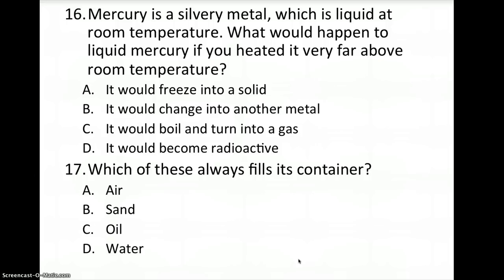Mercury is a silvery metal, which is liquid at room temperature. What would happen to liquid mercury if you heated it very far above room temperature? Would it freeze into a solid? Would it change into another metal? Would it boil and turn into a gas? Or would it become radioactive?